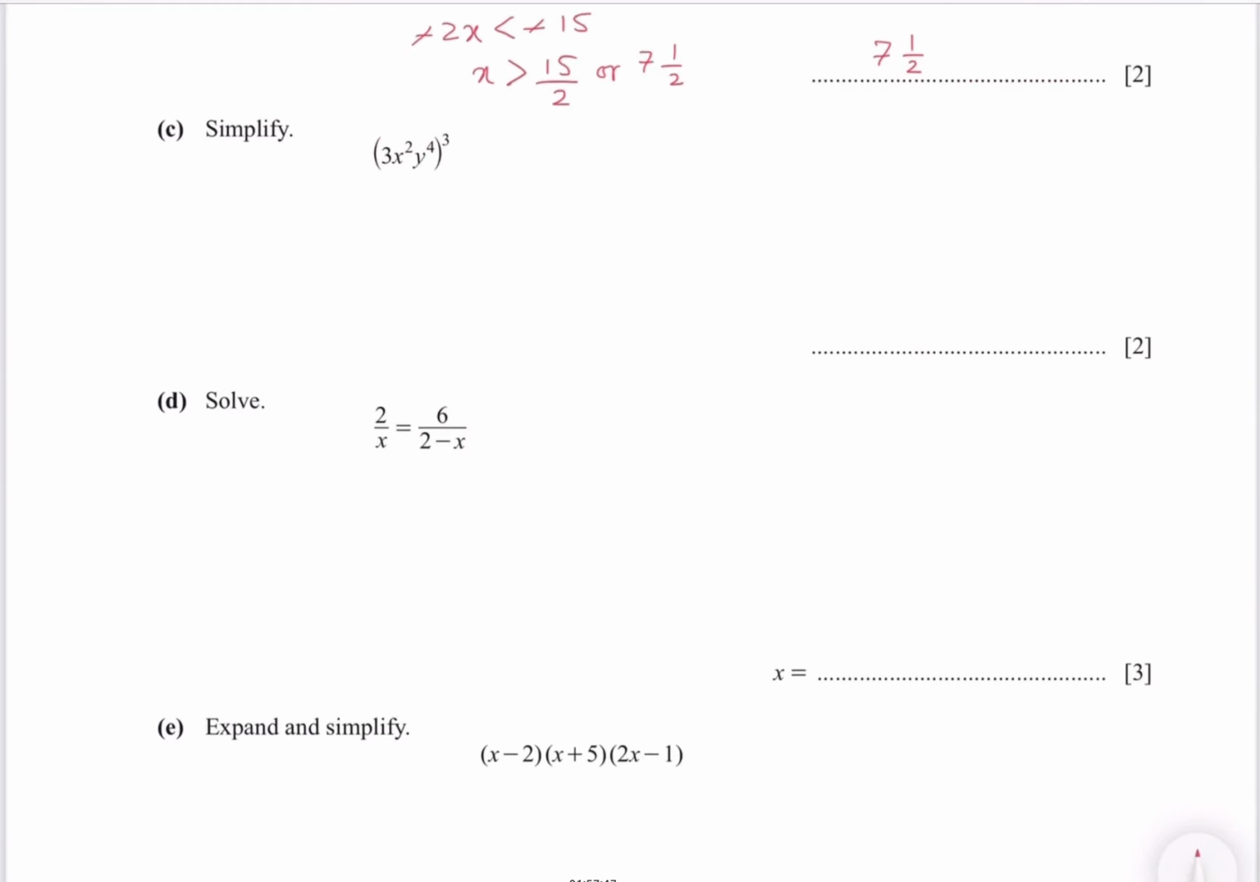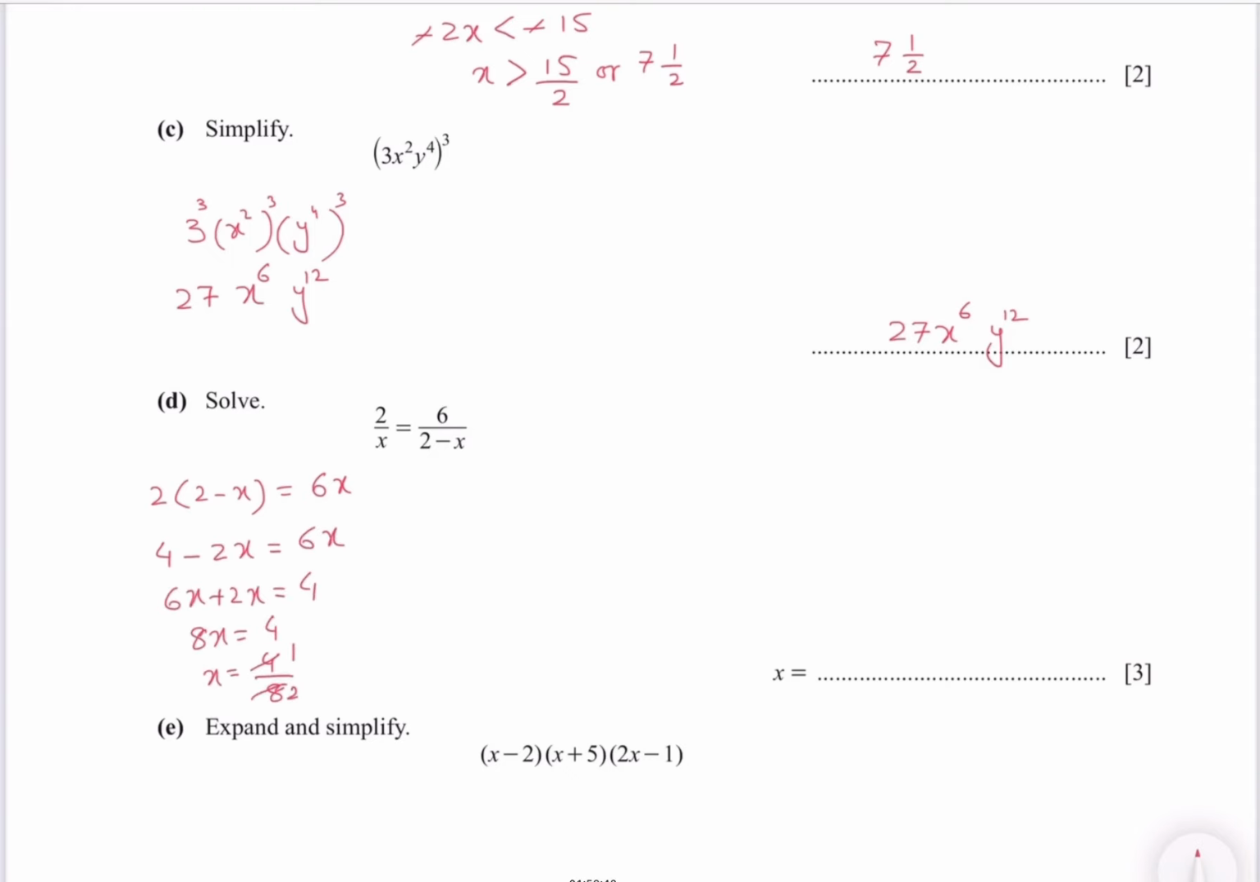Simplify this. Everything inside the bracket has a power 3, so 3 to the power 3, x squared whole power 3, y to the power 4 whole power 3. So this is 27, x to the power 6 and y to the power 12. This is your answer. For part D, cross multiply. So 2 times 2 minus x equals 6x. From here, work out for x. So your x is 1 by 2.